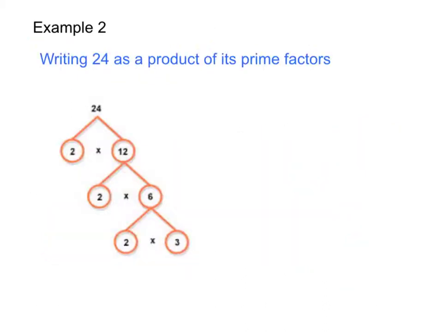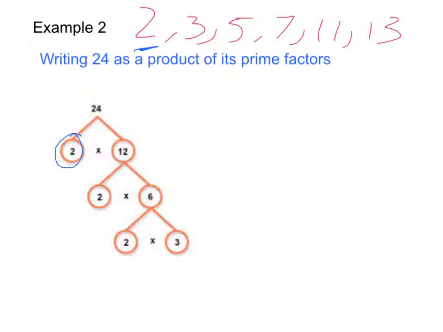This is another example where we're writing 24 as a product of its prime factors. Again, let's make a quick note of our prime numbers just to keep referring back to. Okay, so I'm going to start with my prime number 2. Is 24 in the 2 times table? Yep, it's even. So I'm going to do 2 times 12. And I'm going to keep my 2 because it's prime. Now I'm going to look at the 12. Is 12 in the 2 times tables? Yes. 2 times 6. Again, because my 2 is prime, I'm going to keep it.